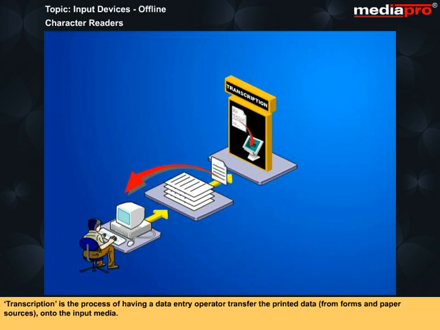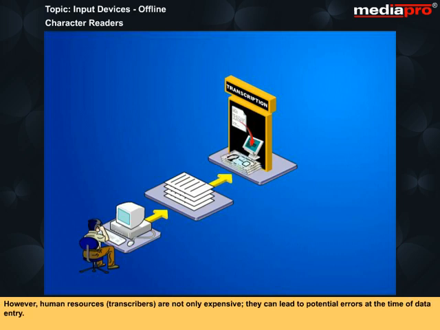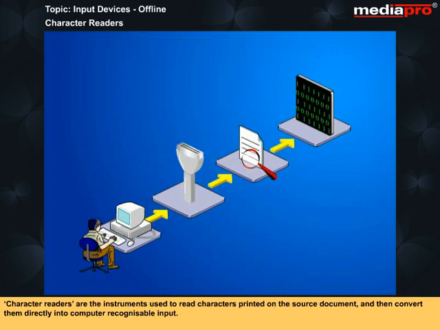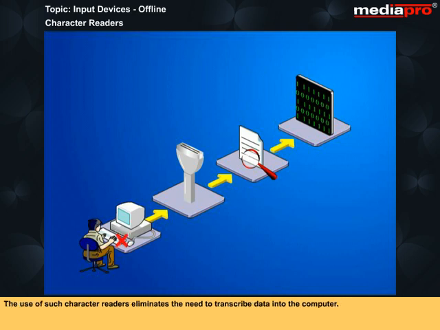Transcription is the process of having a data entry operator transfer the printed data from forms and paper sources onto the input media. However, human resources or transcribers are not only expensive, they can lead to potential errors at the time of data entry. Character readers are the instruments used to read characters printed on the source document and then convert them directly into computer recognizable input. The use of such character readers eliminates the need to transcribe data into the computer.